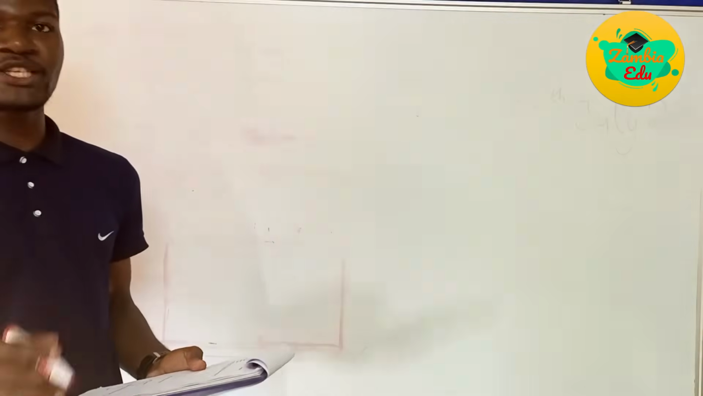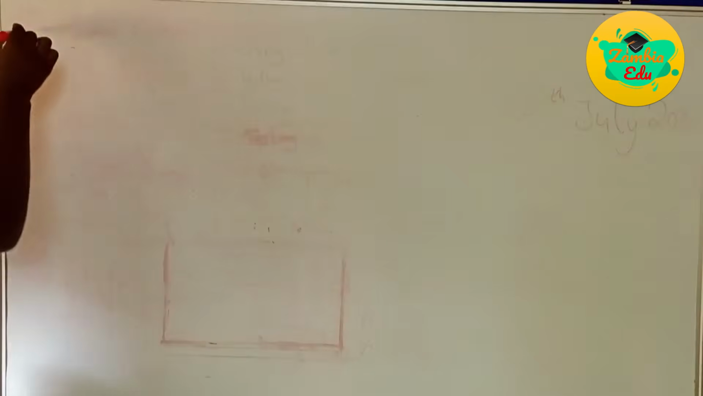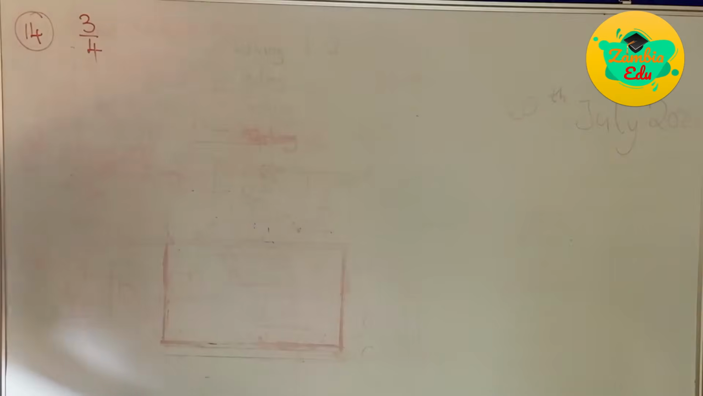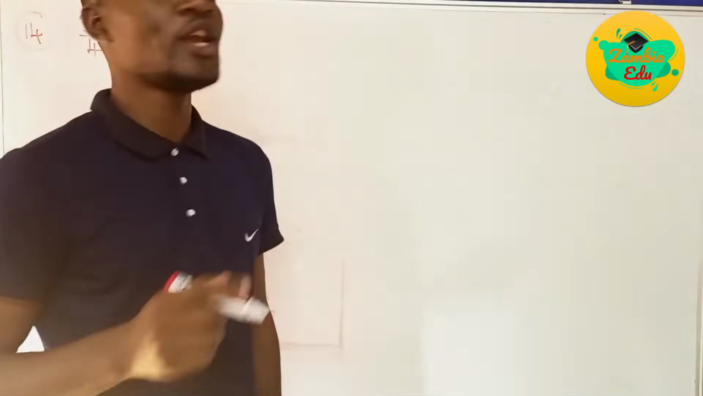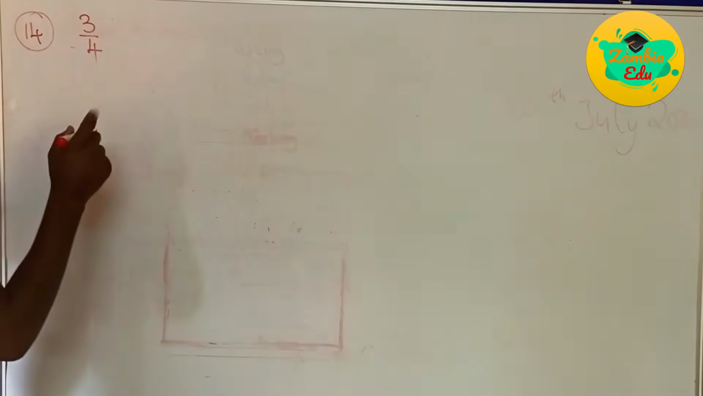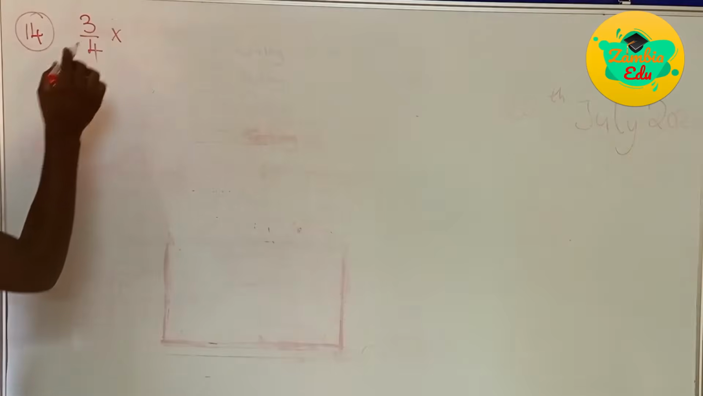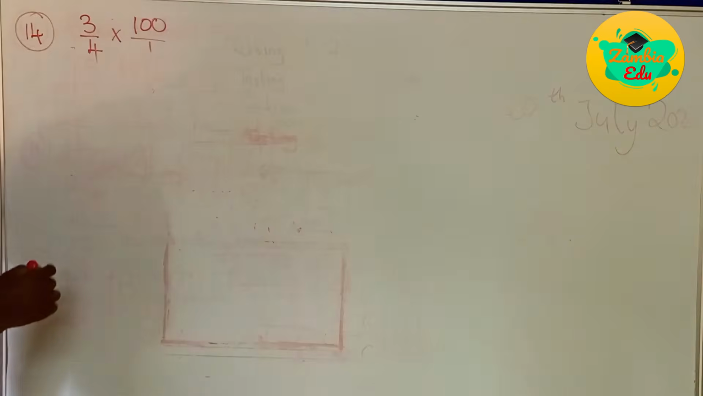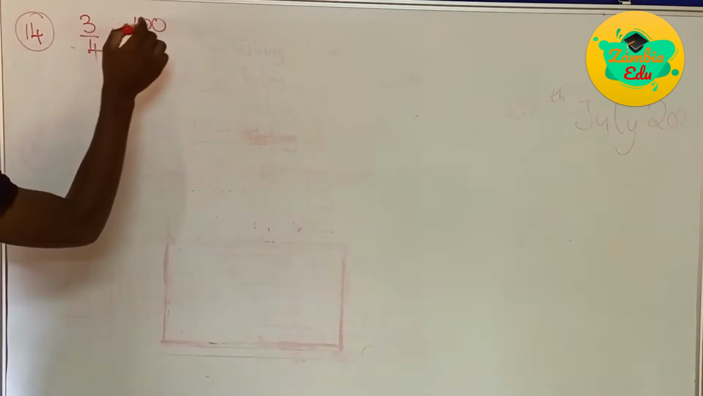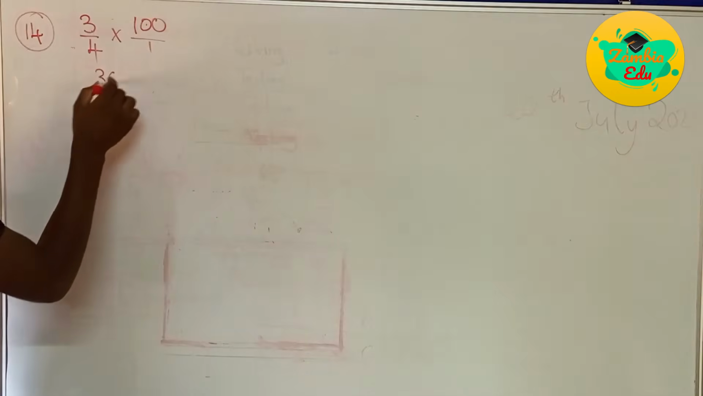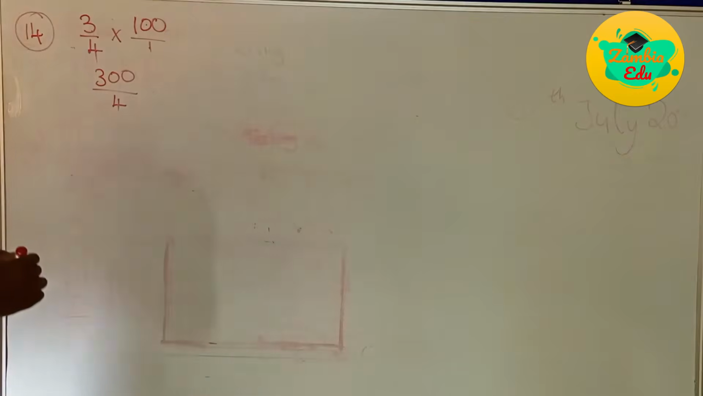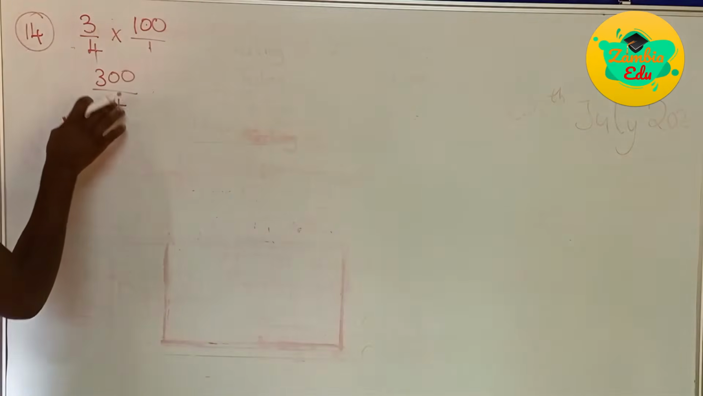So we are going to express 3 over 4 as a percentage according to the question. For you to express a given fraction as a percentage, we remember that we have to multiply the given fraction by 100. So we multiply by 100, and we can even put an over 1 there. So 3 times 100 gives you 300 over 4 times 1, which gives you 4. Now you're going to ask yourself a question: how many times can 4 go into 300?